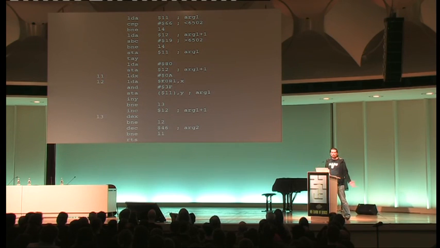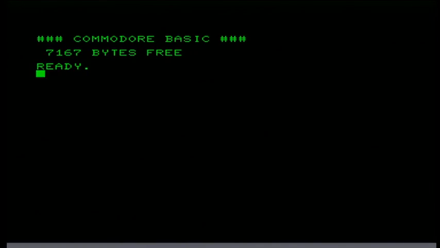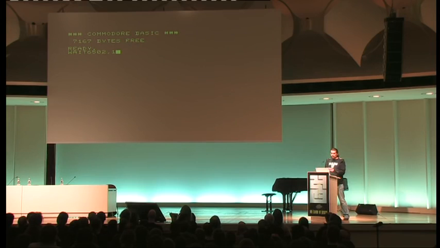Now the question is, what does this code do? So if you have ever used one of the later PET models, the Commodore PETs, if you said this on the command line, a wait instruction is a legitimate instruction, it does interesting stuff. If you use the constant of 6502, it would do that.